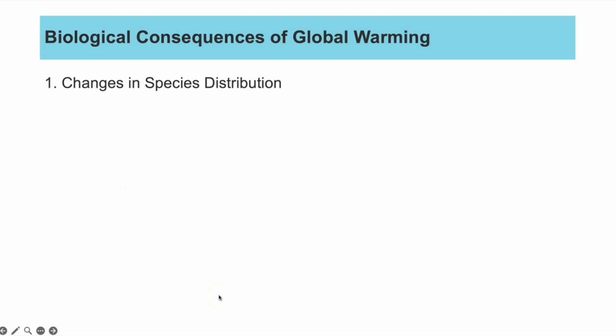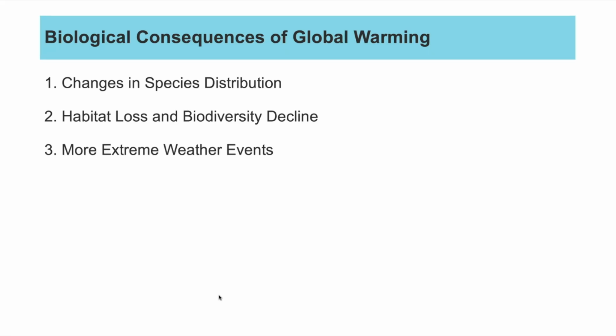So the biological consequences are you might get a change in species distribution because it might be too hot and dry for them to live in some locations now, so they're going to move further north or further south to the pole. You might get habitat loss and a decrease in biodiversity. More extreme weather events is something that we are seeing a lot of in more recent years. We've seen quite a lot of this in the United States with more extreme weather events.